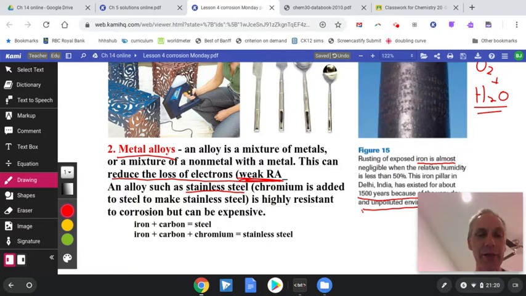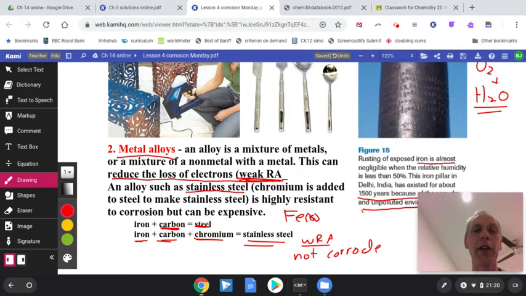So where does steel come from? So we have 3 things here. You can start with iron, which is a good reducing agent, terrible for corrosion. If you add a little bit of carbon to the iron, you get steel. So steel doesn't rust as easily as iron does. If you take steel, or iron and carbon, and you add chromium, then you get stainless steel, which is a very weak reducing agent and does not corrode. So it's an alloy of a nonmetal and 2 metals to get stainless steel. So that's option number 2.